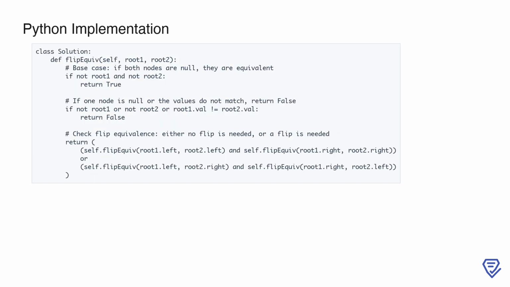This solution implements a recursive function flipEquiv to determine if two binary trees are flip equivalent. The problem is solved by comparing the structure and values of the two trees.